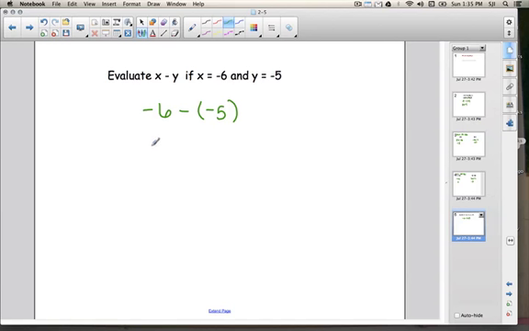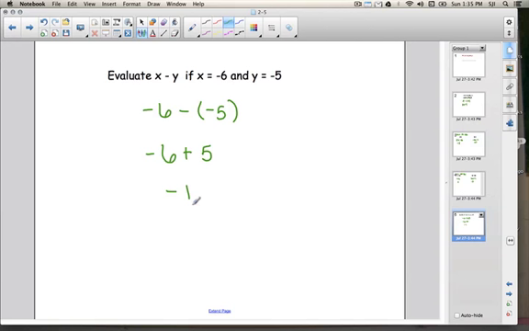And now I'm going to change it to addition by doing same, add, opposite. So that means negative 6 is going to stay the same. I'm going to change my subtraction to addition, and the opposite of negative 5 is positive 5. You're going to look at these two and figure out which one has the bigger absolute value. Well, 6 has the bigger absolute value, so that means I'm going to have a negative answer. And the difference between 6 and 5 is 1, so the answer is going to be negative 1.